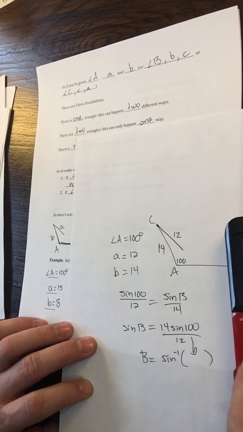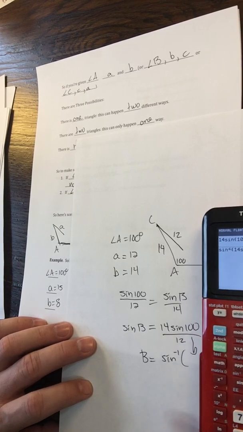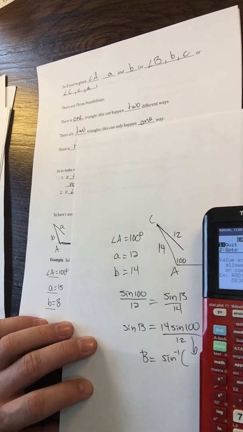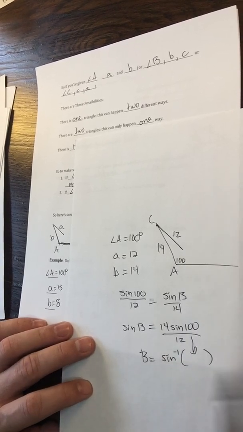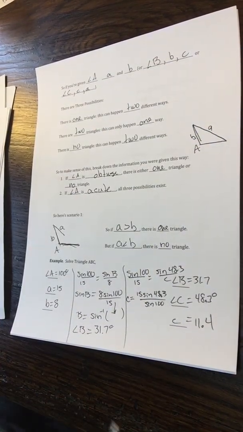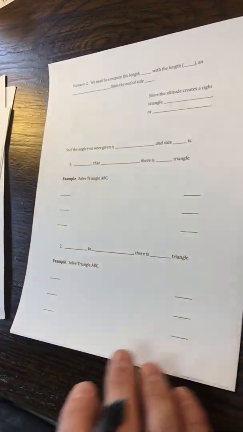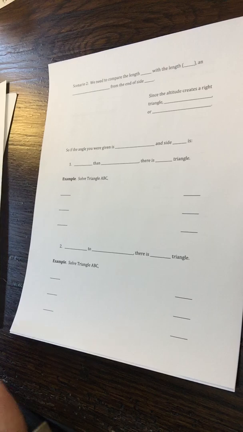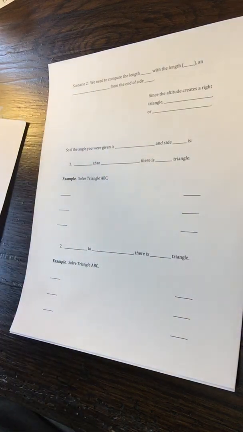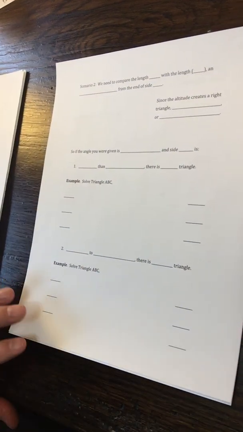So if I try to put this in here, inverse sine, I go 14, times the sine of 100, and then I divide by 12. What happens is I get an error because it's not possible. The triangle is not possible. So frequently, if you try to solve something where you shouldn't be solving anything, you get an error out of the calculator anyway. So that's kind of a nice thing. It tells you if you're doing something wrong. All right, that was scenario 2. That is what happens if we have an obtuse angle.